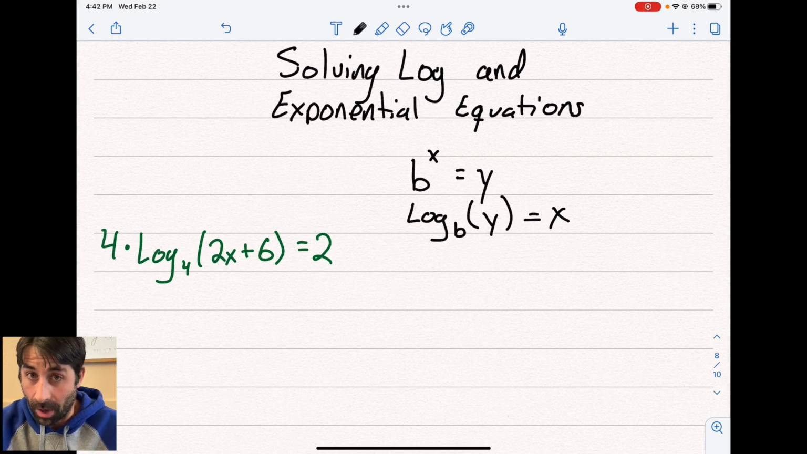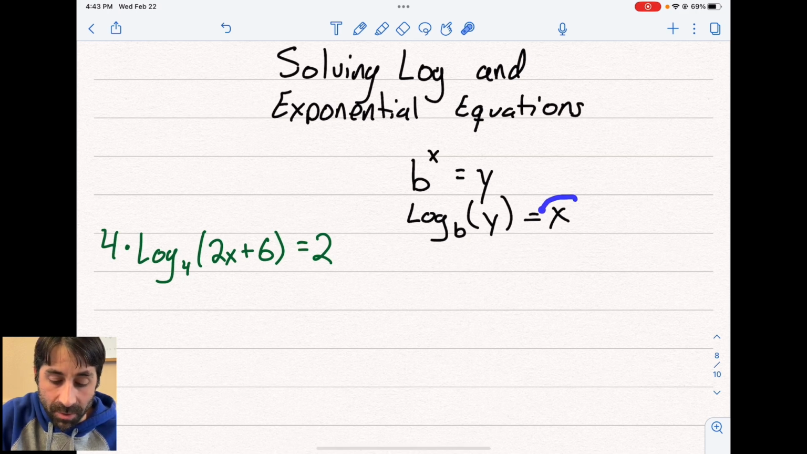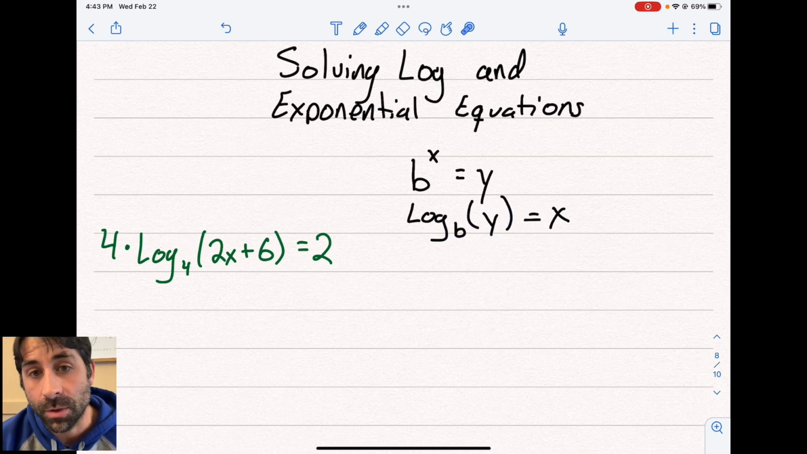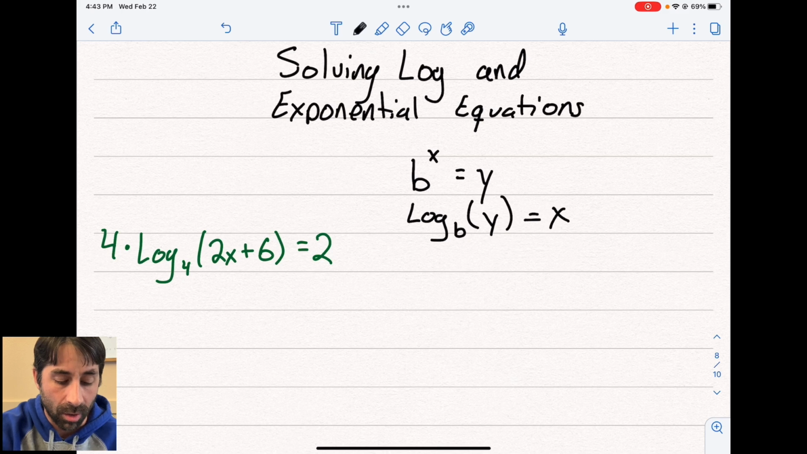Now, I'm going to tell you how I have memorized this. What a log does is it gives you the exponent you have to raise the base to in order to get the argument. The answer to a log is the exponent. So if b to the x is equal to y, then log base b of y is equal to x. This is what we're going to use to solve our log equations.